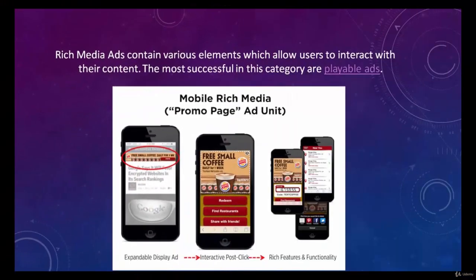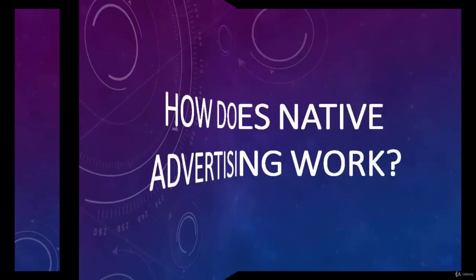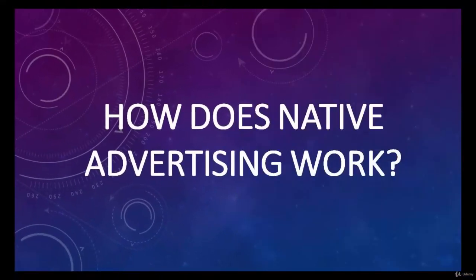Rich media ads contain various elements which allow the users to interact with their content. The most successful in this category are playable ads. Native ads are a specific format that gives users the sensation that the promotional content is part of the app. How does native advertising work?